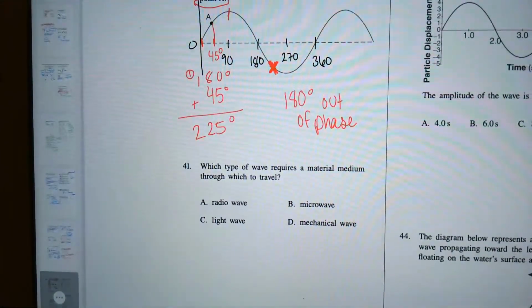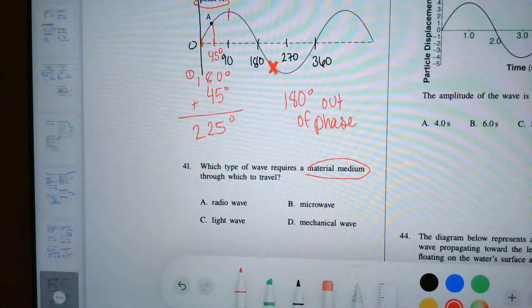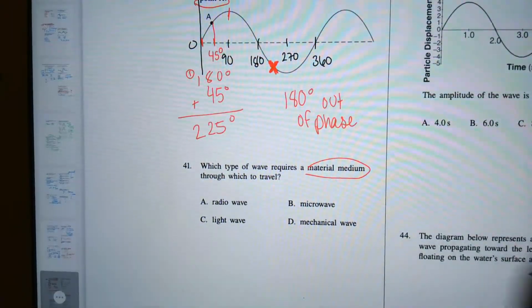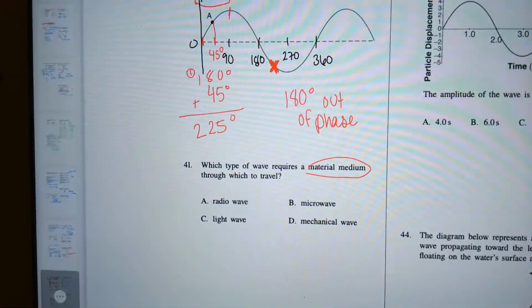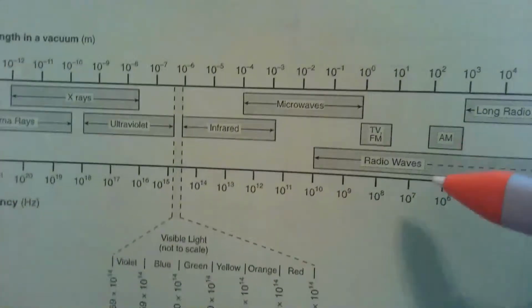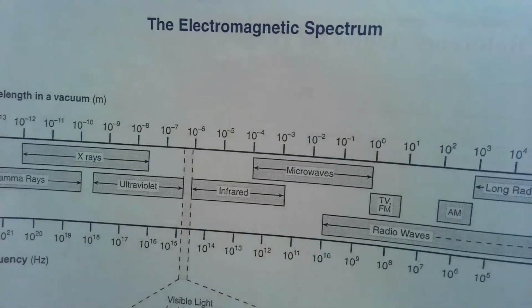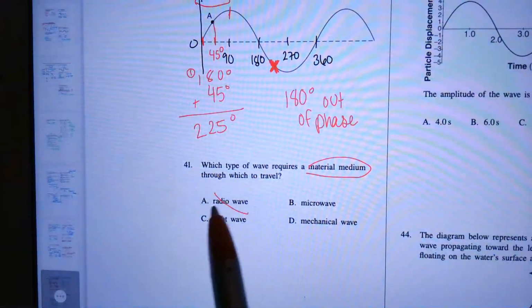Number 41, which type of wave requires a material medium through which to travel? If we look at all these, we might be very quick to jump to a radio wave because we assume radio is something that we hear. But then we look at this handy dandy reference table, and what do you know? Radio waves is an electromagnetic wave. That means it does not require a medium to propagate. So radio waves is out.